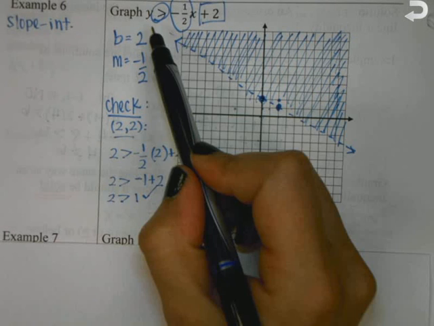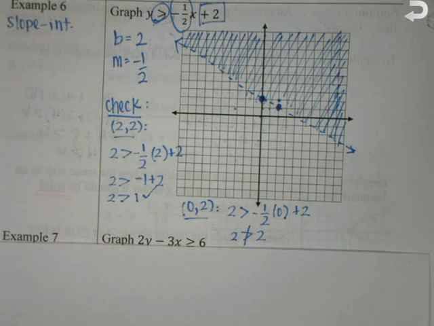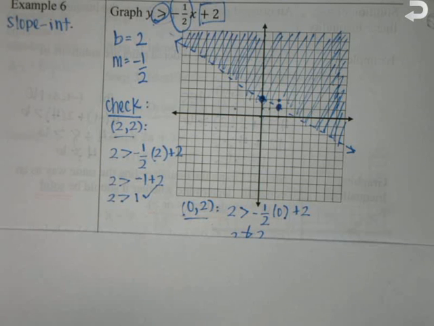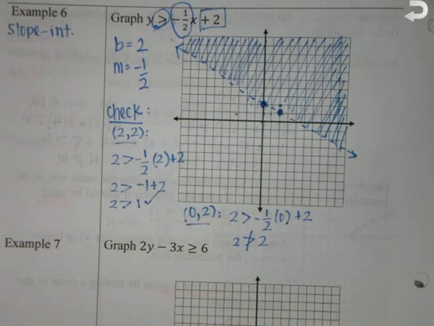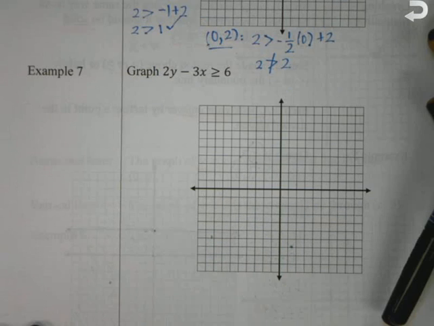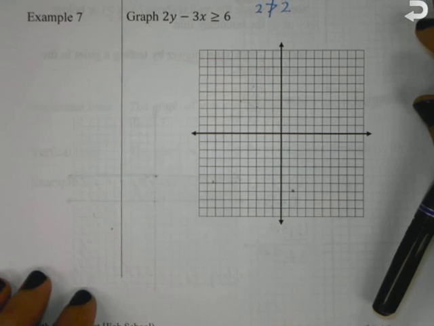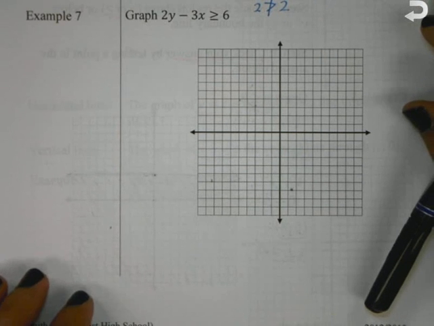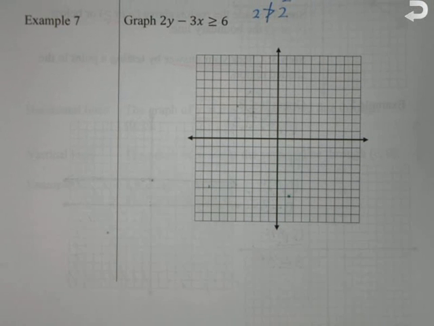Okay? I just wanted to show you guys that you don't have to test all of these points every single time. Okay? Just wanted to show you why. So let's graph one more and then we're done. Okay? Last one. 2y minus 3x greater than or equal to 6.